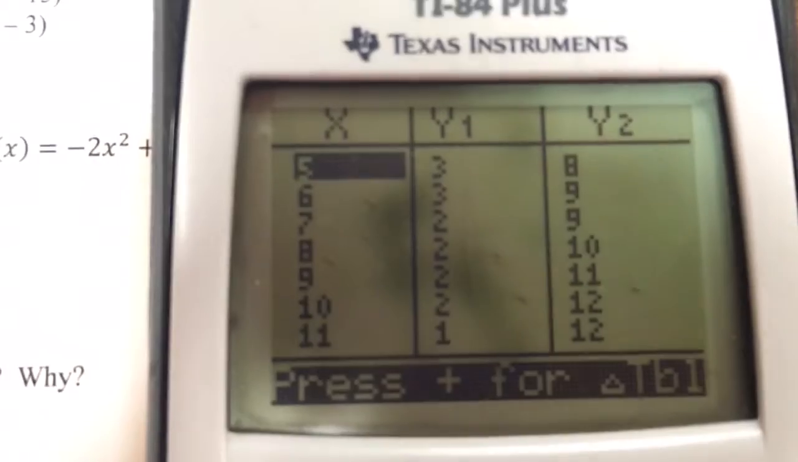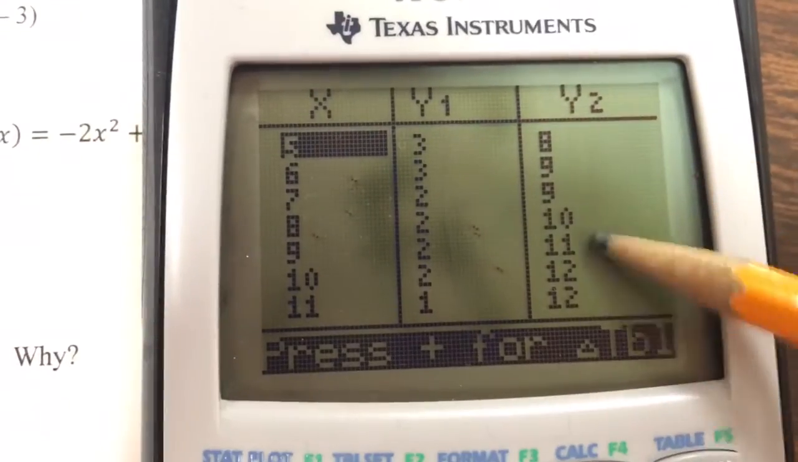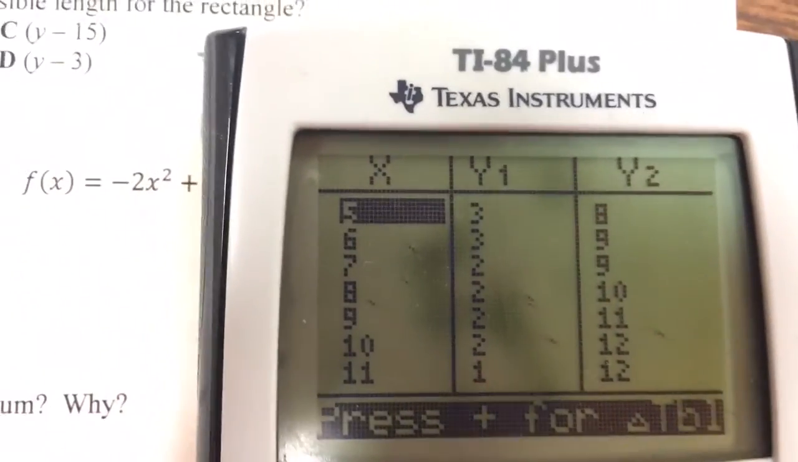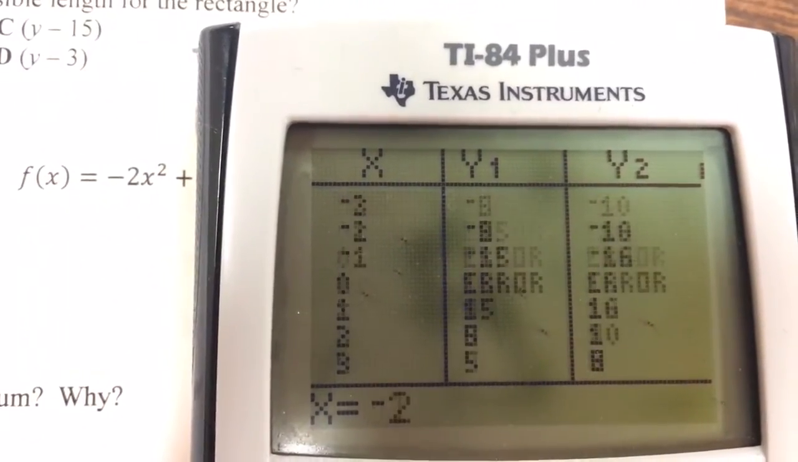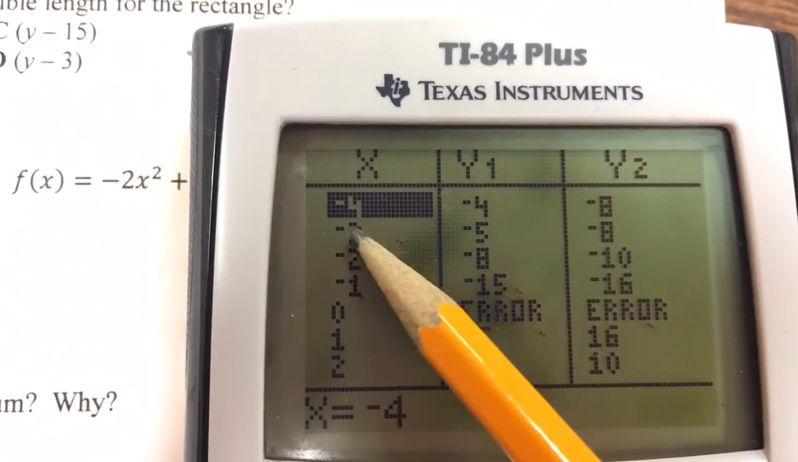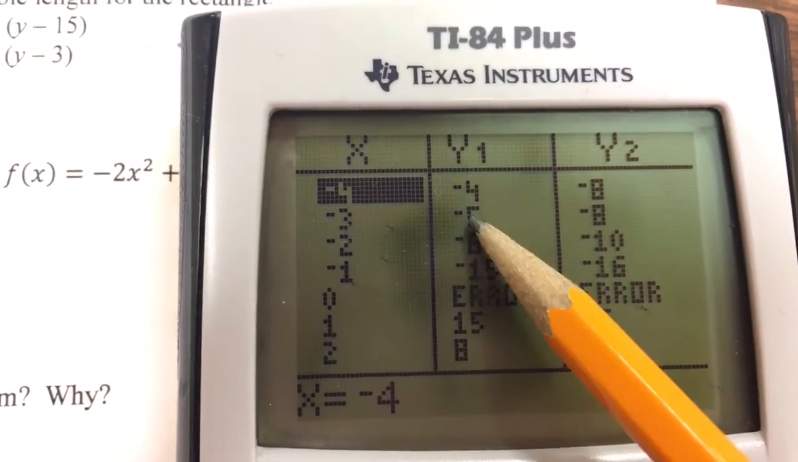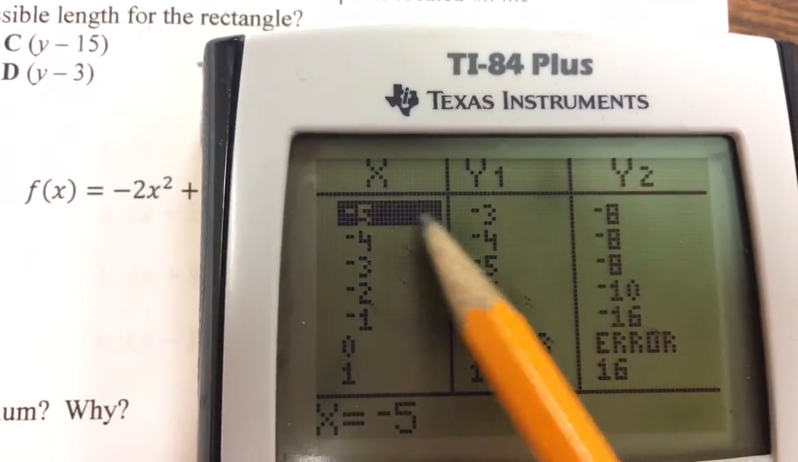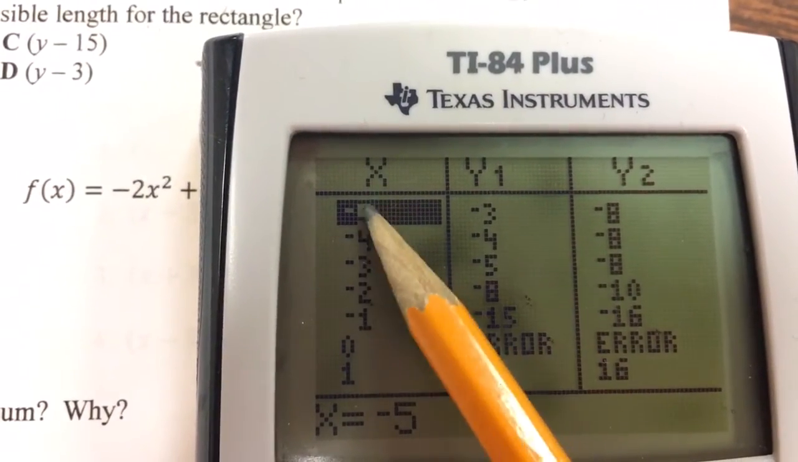And we are looking for our B number. So our B number in the problem was -8. I want to find -8 in my Y2 column. So these are all positive, so I'm going to go up. And there's -8 right here. So these are the two factors that I'm going to use for the problem. I got -5 and -3.